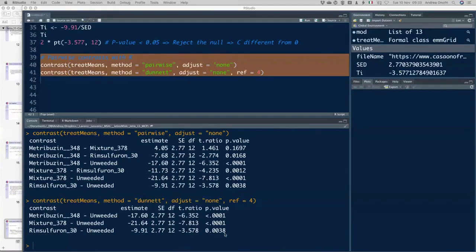Of course, I can also calculate user-defined contrasts. I mean, like before, taking the sum of the first 3 means and comparing with the fourth one, or I can do whatever I want. But this is the most common situation, pairwise comparisons.